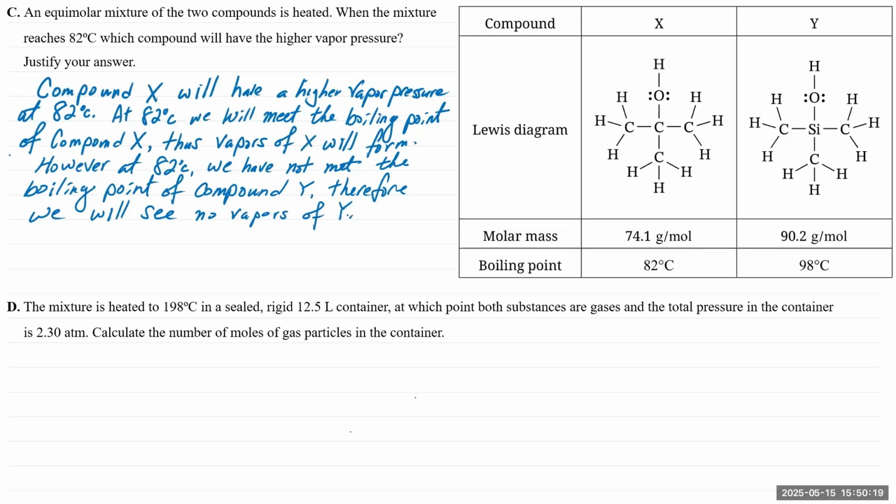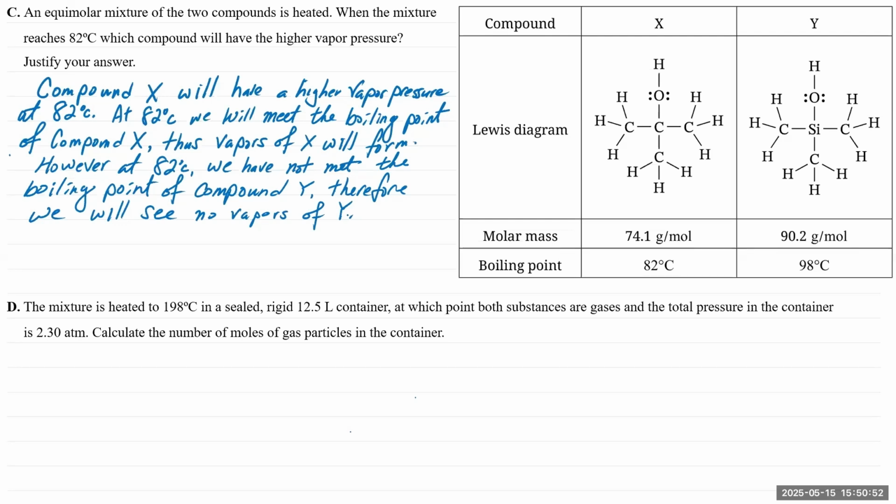Okay, let's finish this question. Part D, the mixture is heated to 198 degrees Celsius in a sealed, rigid 12.5 liter container, at which point both substances are gases and the total pressure in the container is 2.30 atm. Calculate the number of moles of gas particles in the container. Again, this one is a lot easier than you thought, because originally I was thinking maybe they're asking for partial pressure, but that's not even what they're asking.